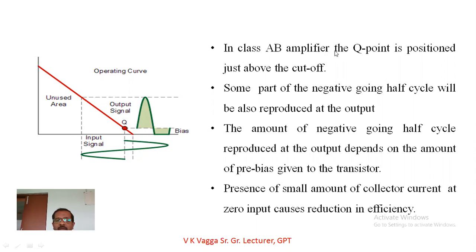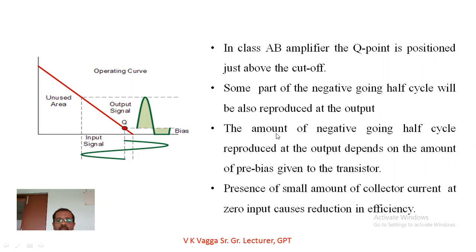So in class AB amplifier, the Q point is positioned just above the cutoff. It should be just above the cutoff, on the x-axis, just above the cutoff region. Some part of the negative going half cycles will also be reproduced at the output. Some part of the negative going half cycle, not the full negative cycle, a little bit is there, see. Okay, some part of the negative going half cycles will also be reproduced at the output.